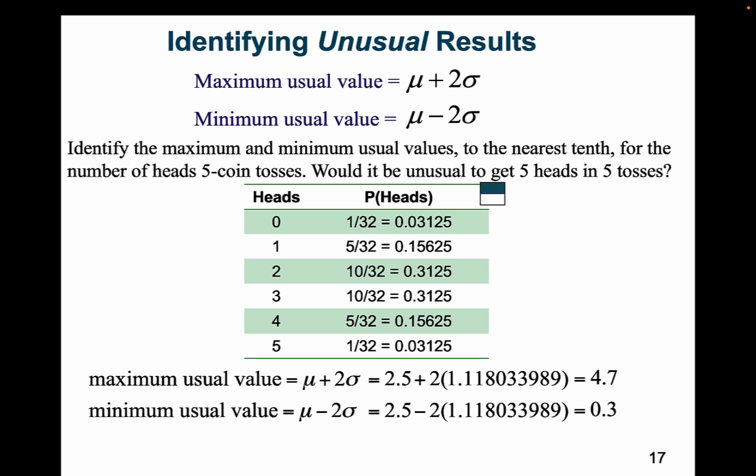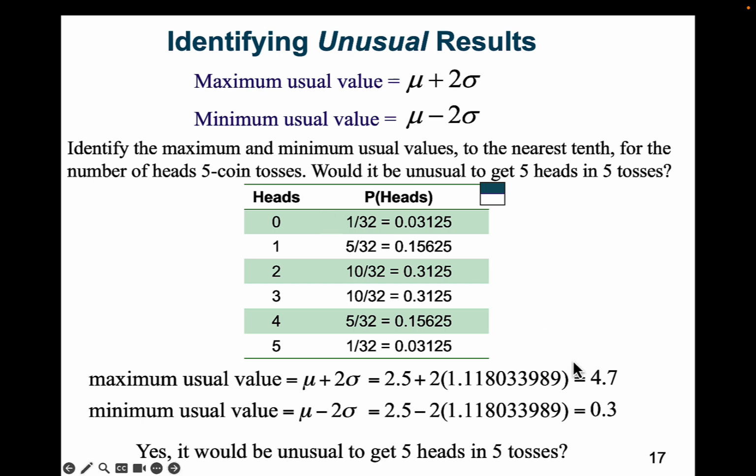So, the question at hand was, would it be unusual to get 5 heads in 5 tosses? The answer is yes, it would be unusual, because the usual range is from 0.3 to 4.7, and 5 is outside of that usual range. So yes, it would be unusual to get heads all 5 times when flipping a coin 5 times.